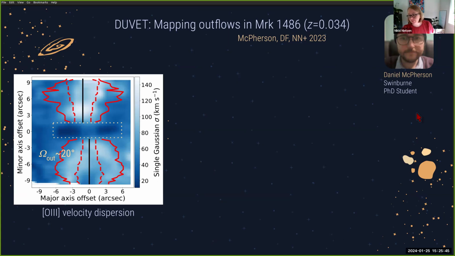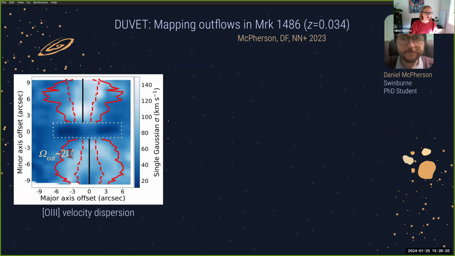Moving off of the disk of Markarian 1486, this is work done by a PhD student here at Swinburne, Daniel McPherson. He'll be submitting his thesis within about a month or so. What he has done is he's taken the full KCWI field of view. And this is a map of the velocity dispersion measured with the O3 emission line. So this is still the cool CGM around this galaxy. You can see the disk of the galaxy. It has a low velocity dispersion within this box here.